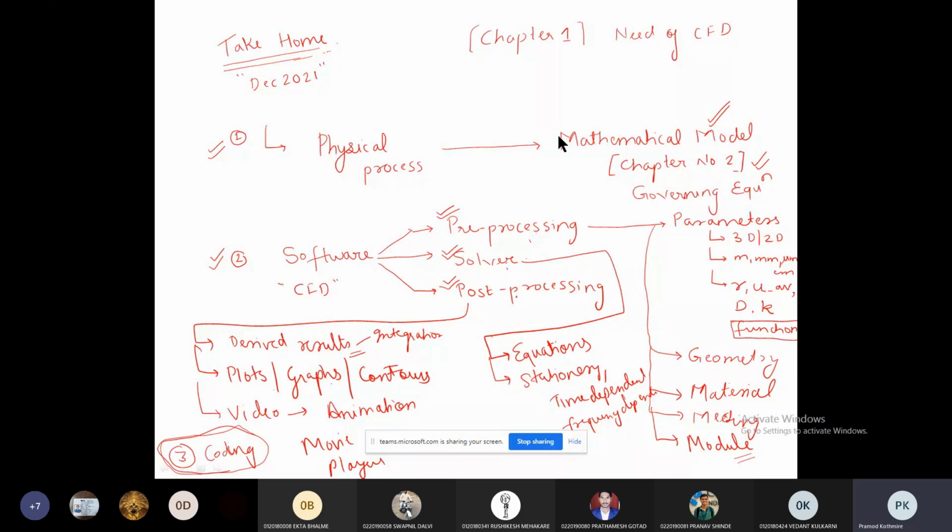So the idea is that science is the verification of fact, okay. It is not just a judgment, it is the fact, it is the truth seen by our eyes. But if you want to formulate this science in the form of a mathematical model, we say that it is engineering. So CFD is all about engineering, converting the physical process into a mathematical model. CFD is a true engineering, we can say.